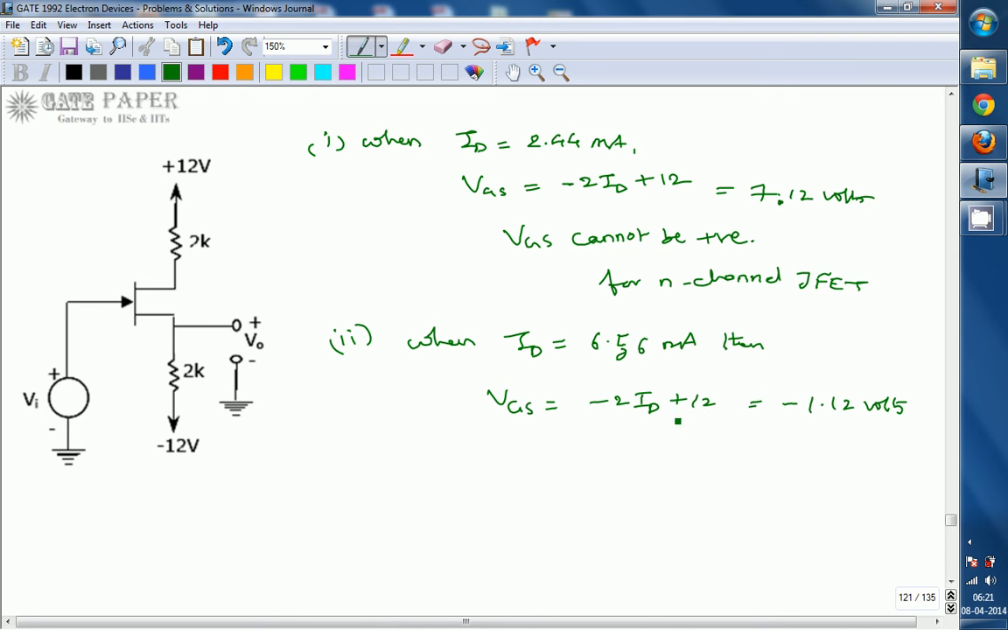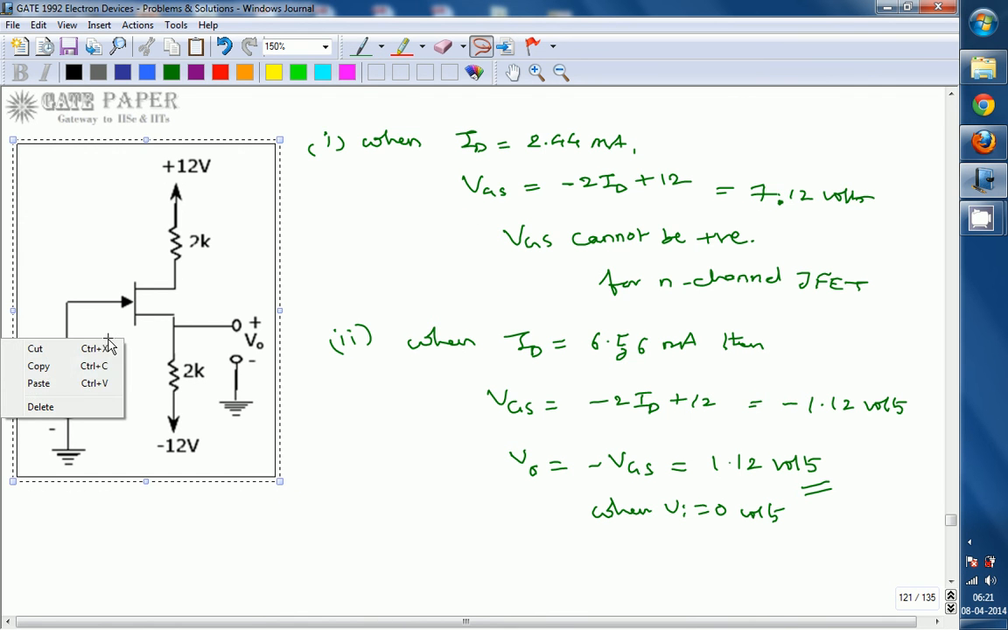So VGS is minus 1.12 volts, and what we observed is V0 is minus VGS. So V0 is nothing but 1.12 volts. This is the right answer when Vi is equal to 0 volts. So whenever Vi is equal to 0 volts, V0 value is 1.12 volts. Okay, and next we will see the B bit.